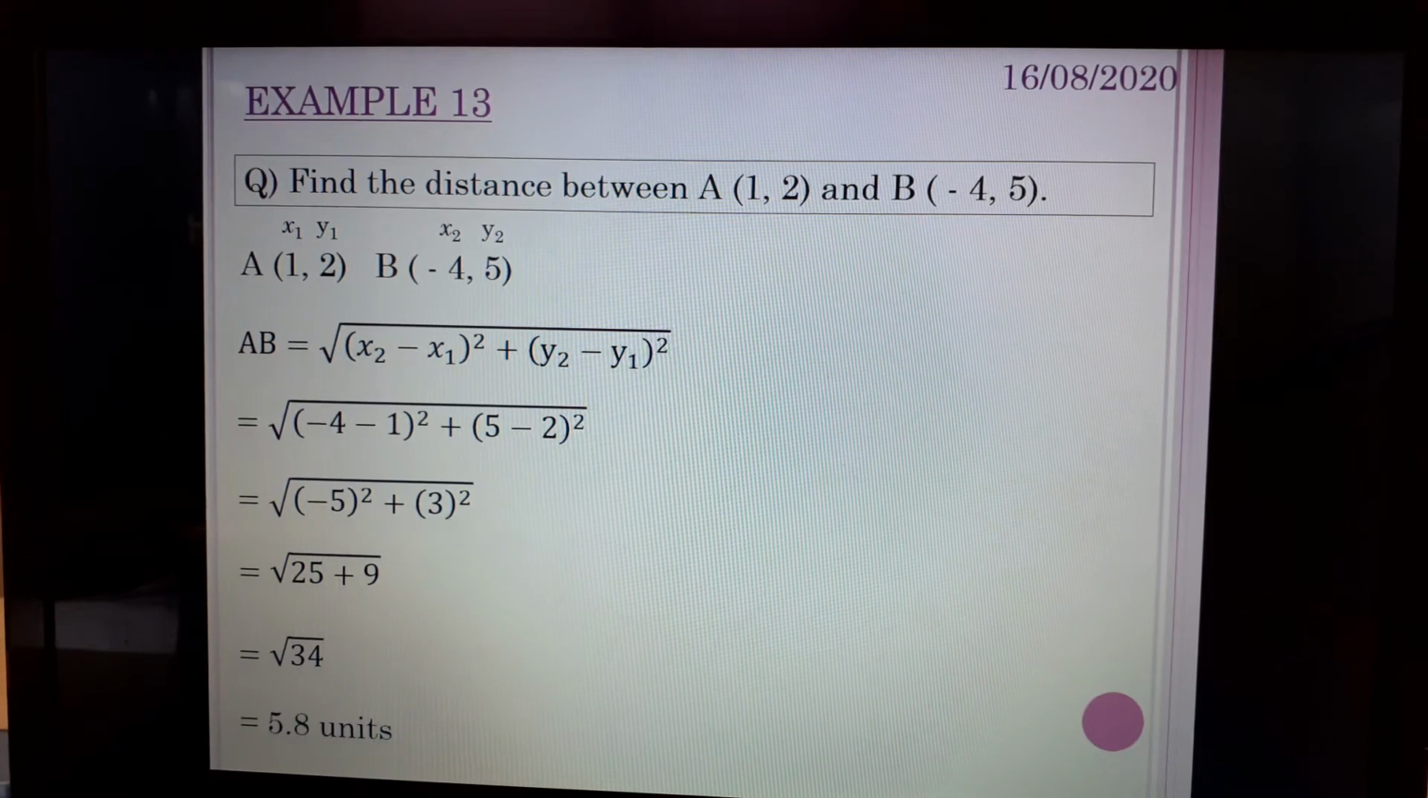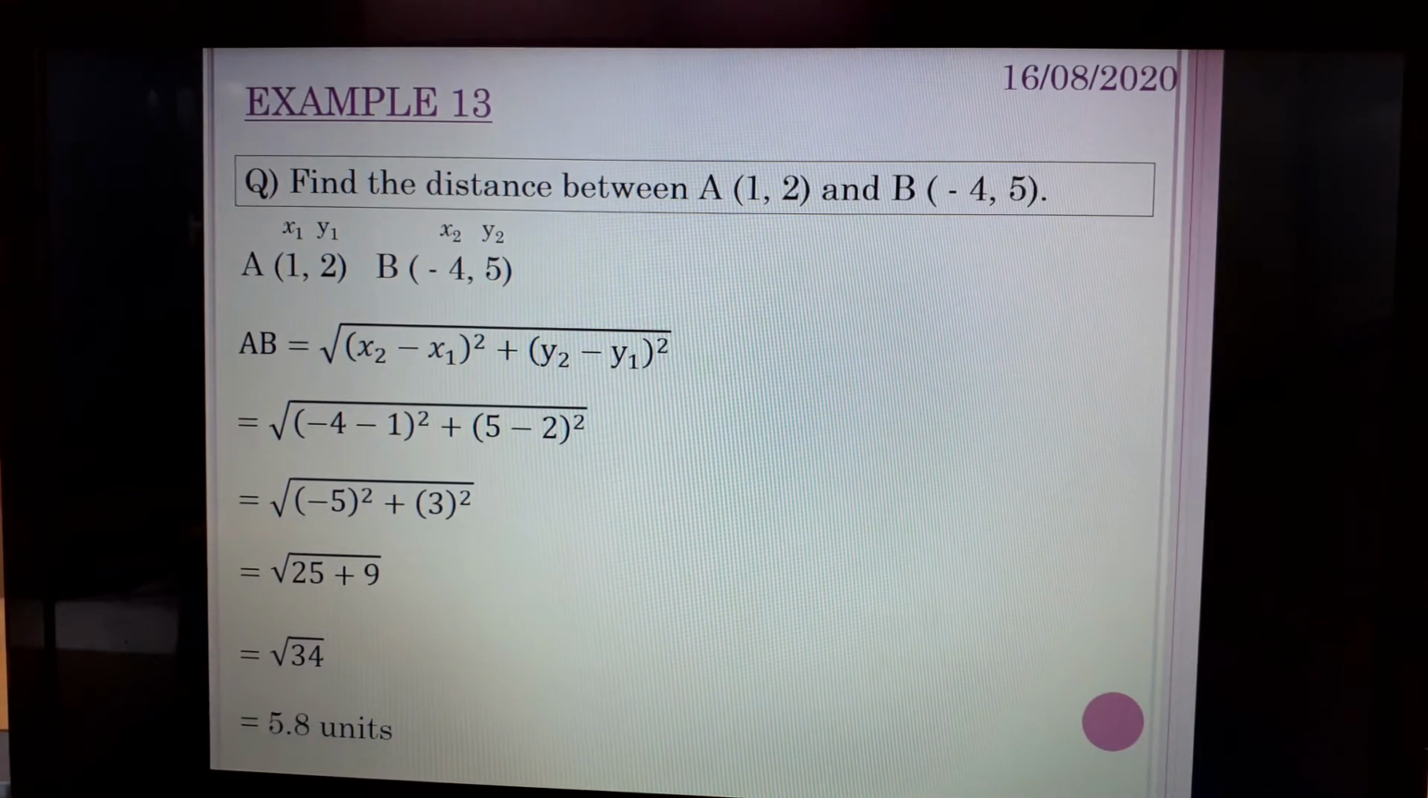Or you could work out what the square root of 34 is as a decimal if that was going to be beneficial to you within the question. Okay, sometimes just leaving it as a surd is absolutely fine. And sometimes there might be a reason that you want to turn it into a decimal. If you're asked for an exact value, obviously you would leave it as a surd.